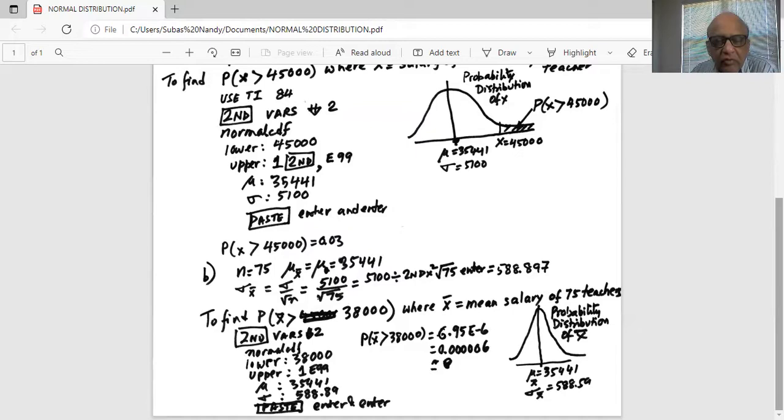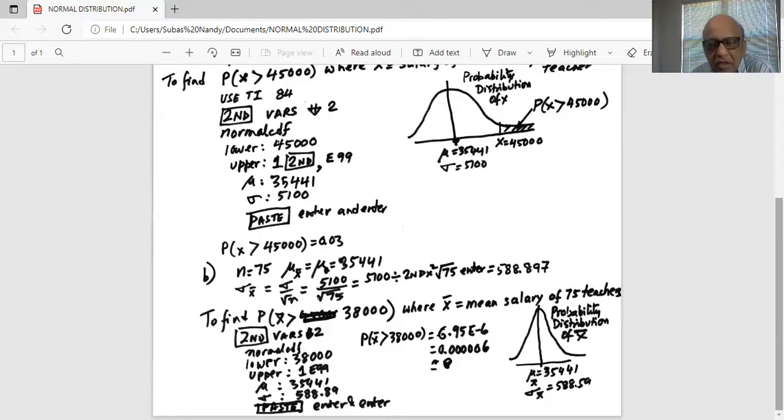So again, we want to find out the area under the normal curve to the right of 38,000. So we go second DISTR, scroll down to 2, which is normalcdf. Lower is 38,000. Upper is a very large number on the right hand side because we want greater than. So we type 1, then second comma gives us the E99. Mu is 35,441. This mu X bar is same as mu from the central limit theorem, and sigma X bar is sigma divided by square root of n, which we found out as 588.89. So we enter that value for sigma, then we go to Paste, enter and enter.